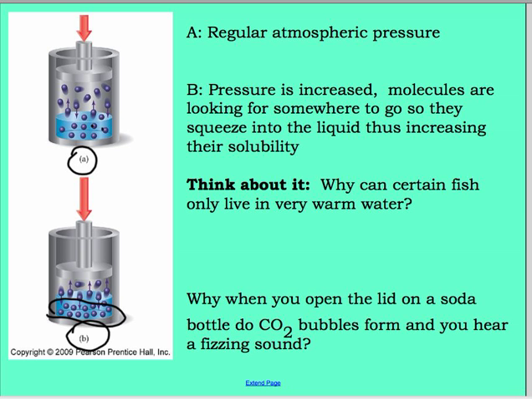So a couple of questions here. The first one is, why can certain fish only live in very warm water? And the answer to that is that they need a lot of oxygen, a lot of dissolved oxygen. If you have a certain temperature, then warm water allows more dissolved oxygen than cold water.